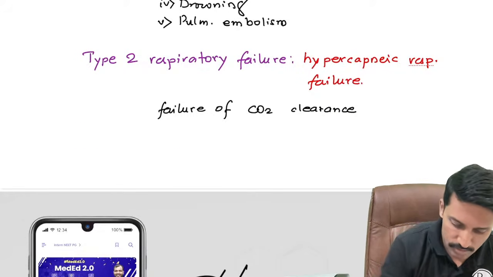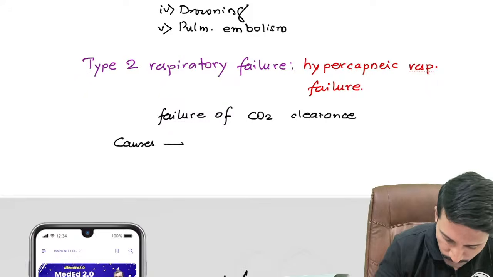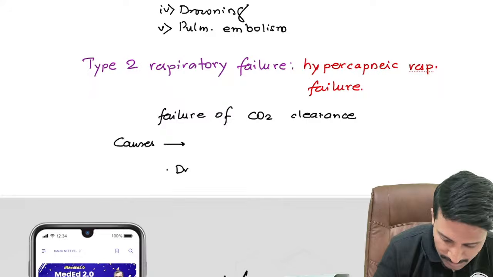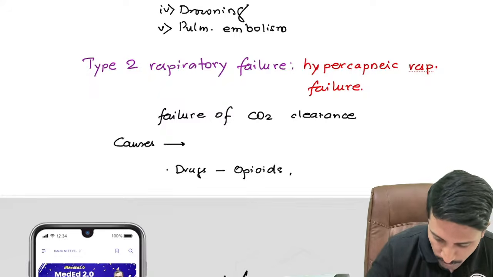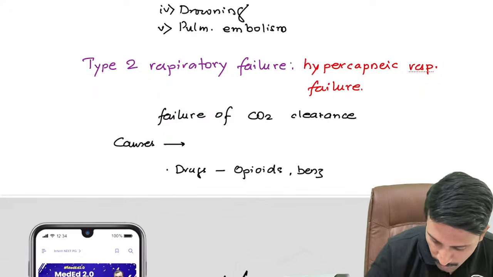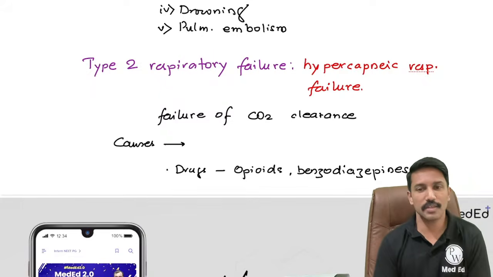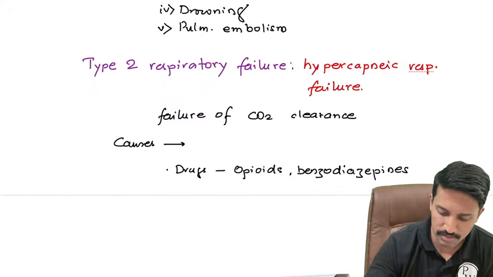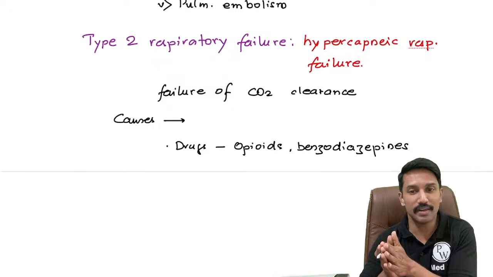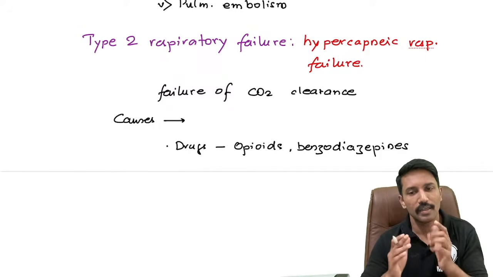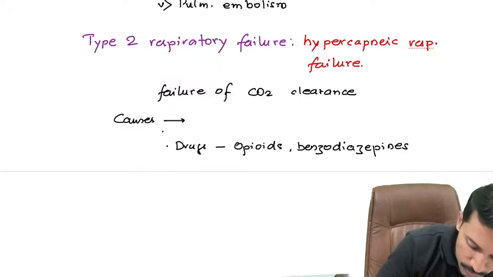So when it comes to the causes for type 2 respiratory failure, one of the causes you should mention is drugs. And in the drugs, I want you to mention opioids, benzodiazepines. Now, why do these drugs cause carbon dioxide retention and why are anesthetists worried about administering these drugs? The simple reason is these drugs cause respiratory depression. So they slow down the respiratory rate and carbon dioxide clearance is proportionate to respiratory rate.